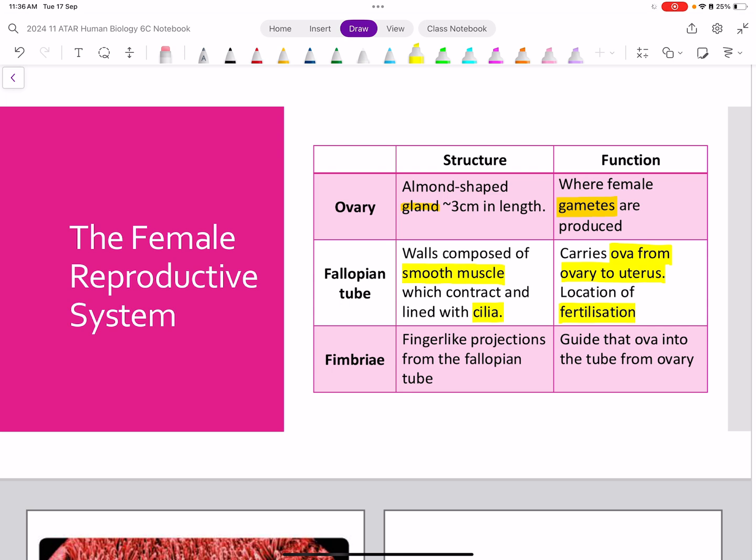Talking about those fimbriae, so those finger-like projections, they extend out of the fallopian tube and they're really there to guide the egg into the fallopian tube itself.